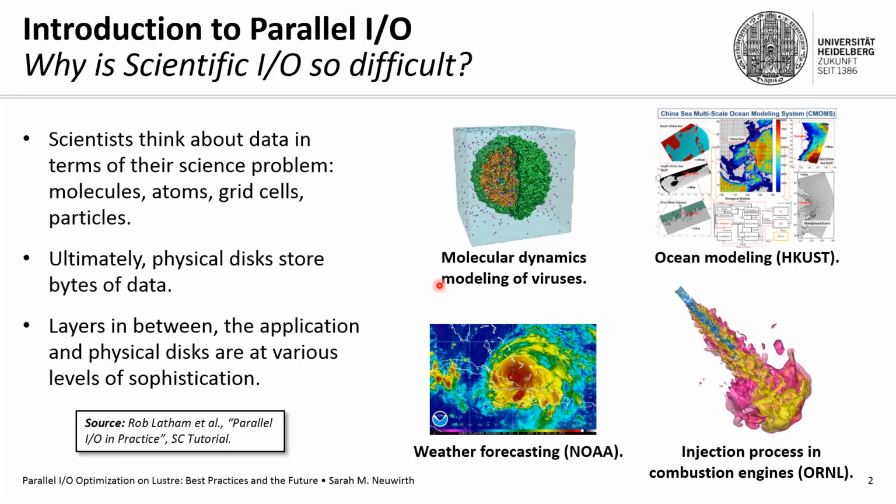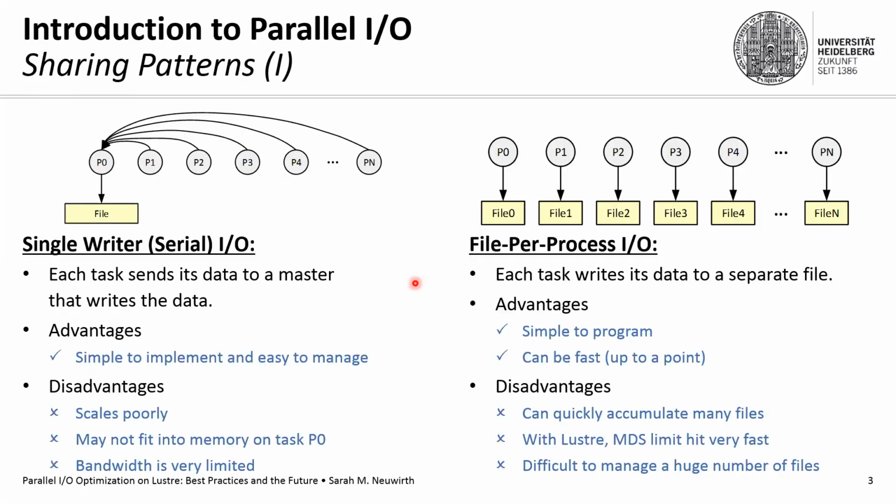In addition, the layers in between the applications and the physical disks add various levels of sophistication, which sometimes make it very difficult for scientists to apply best practices and I/O optimization techniques to their applications. First of all, we need to understand how large-scale applications or scientific applications write data onto the file system. In the single writer I/O pattern, one process aggregates data from all other processes and then performs I/O operations.